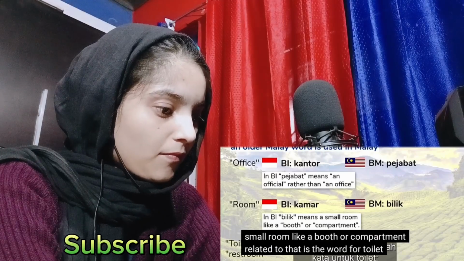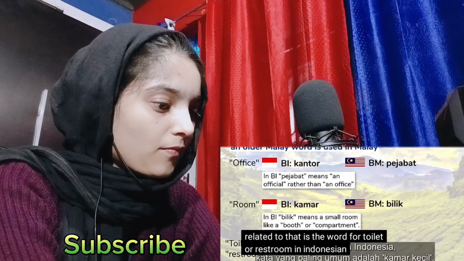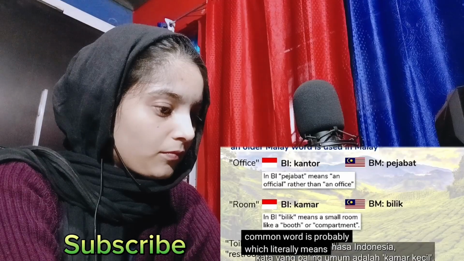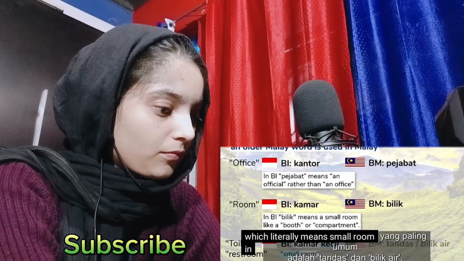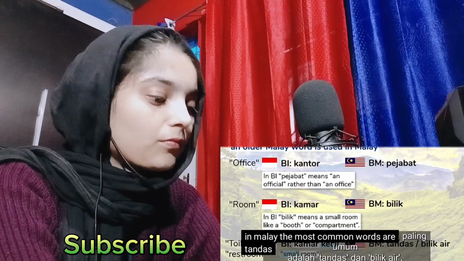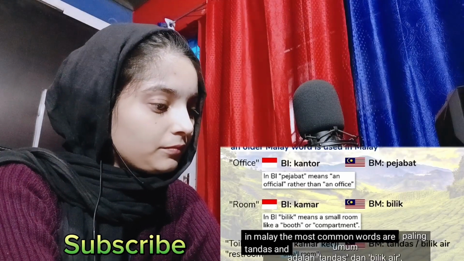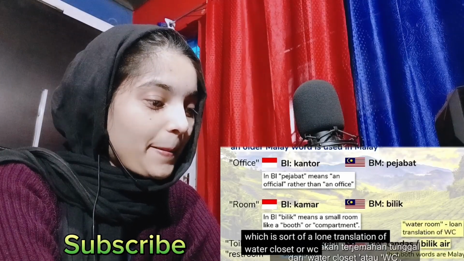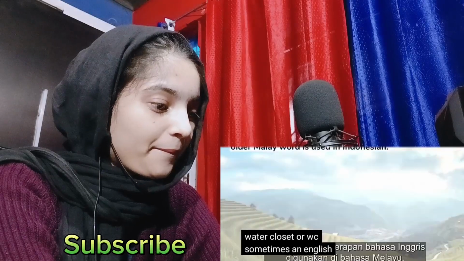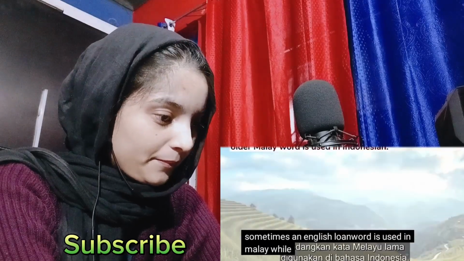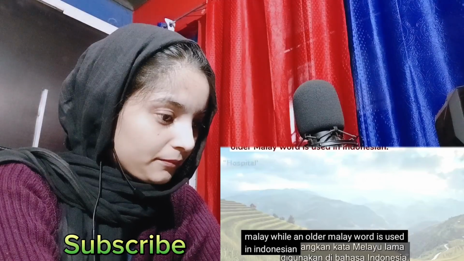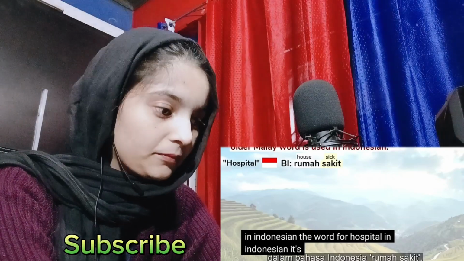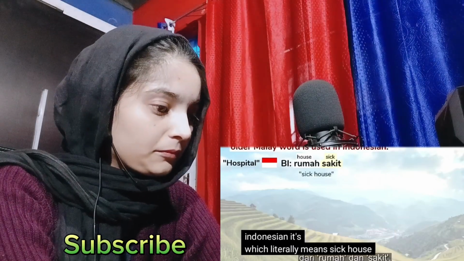Related to that is the word for toilet or restroom. In Indonesian, the most common word is probably Kamar kecil, which literally means small room. In Malay, the most common words are Tandas and Bilik air, which is sort of a loan translation of water closet or WC. Sometimes an English loanword is used in Malay, while an older Malay word is used in Indonesian. The word for hospital, in Indonesian it's Rumah sakit, which literally means sick house.